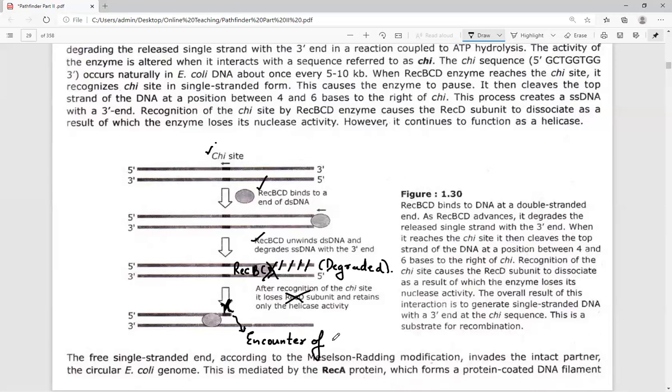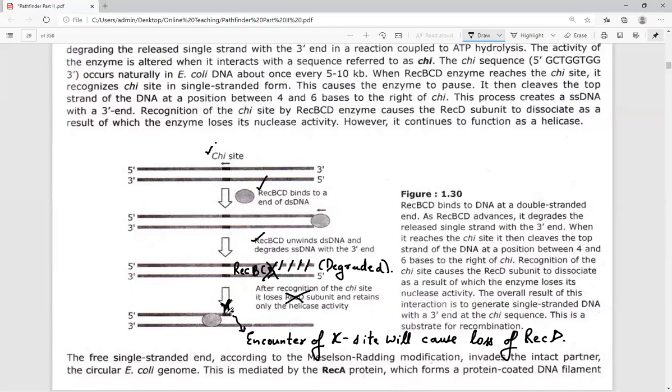Encounter of chi site will cause the loss of RAC-D activity. RAC-D activity is being lost. Once the RAC-D activity is lost, then RAC-D is not going to be functional.